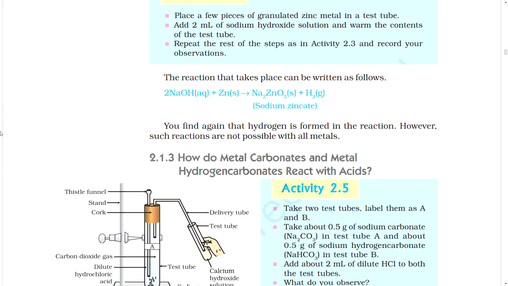The reaction that takes place can be written as follows: 2 NaOH (aqueous) plus Zn (solid) tends to Na2ZnO2 (solid) plus H2 (gas), sodium zincate. You find again that hydrogen is formed in the reaction. However, such reactions are not possible with all metals.